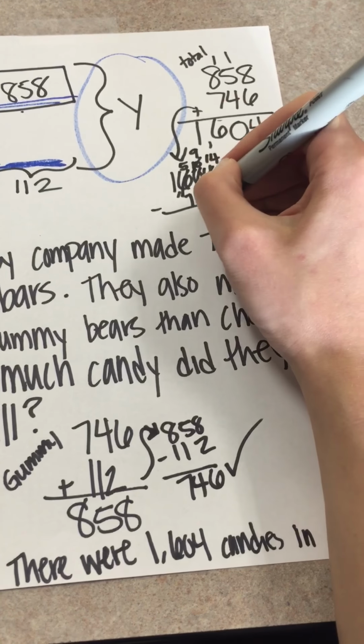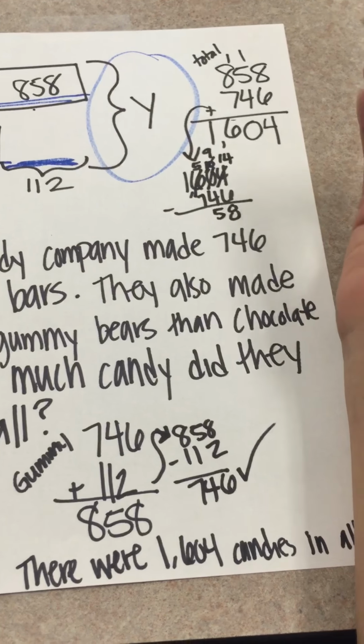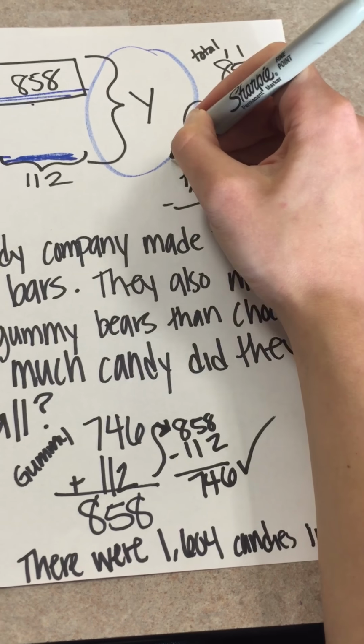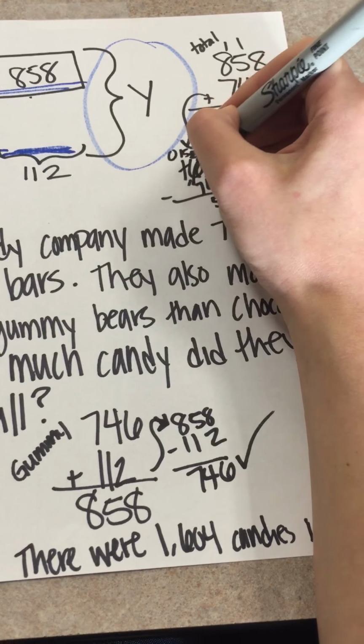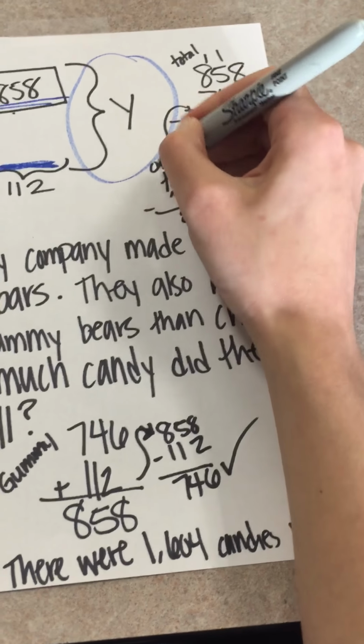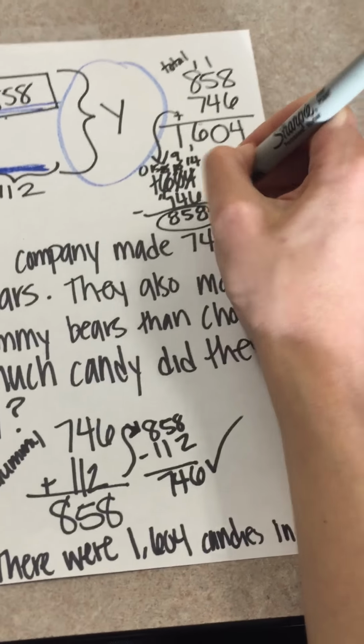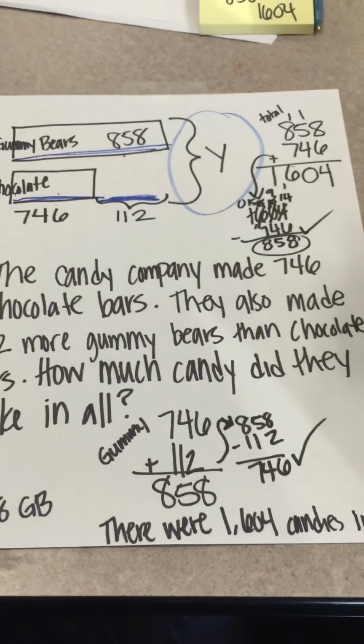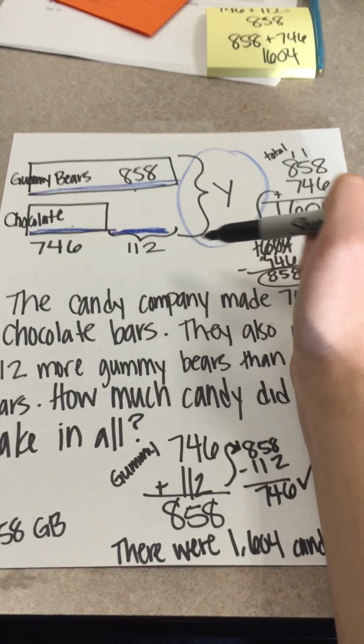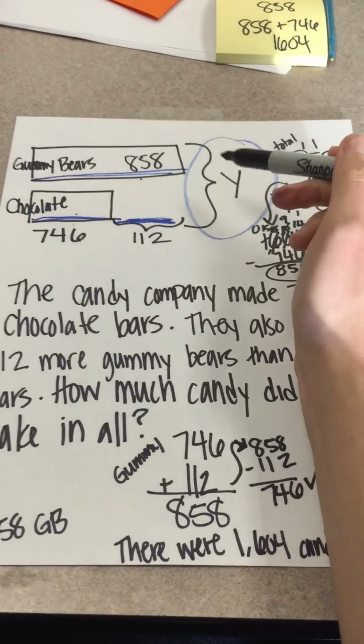9 minus 4 is 5. 5 minus 7. Can't do that. I'll borrow from the thousands spot. This becomes 15. 15 minus 7 is 8. 0 minus nothing is 0. Oh, there it is. Check. So I know my answer is correct, and I was able to make a problem that made sense for this tape diagram.